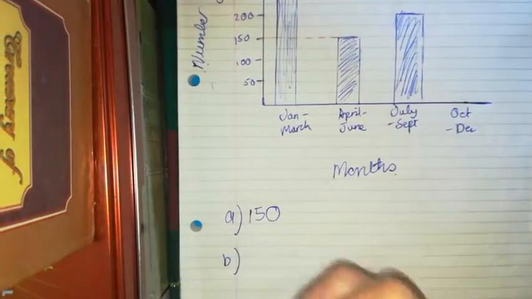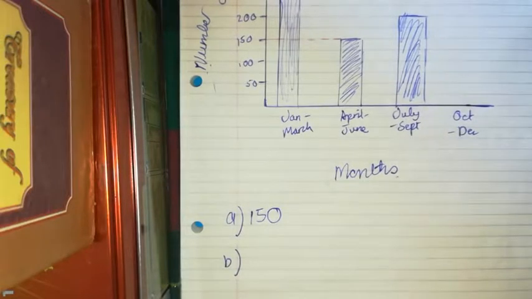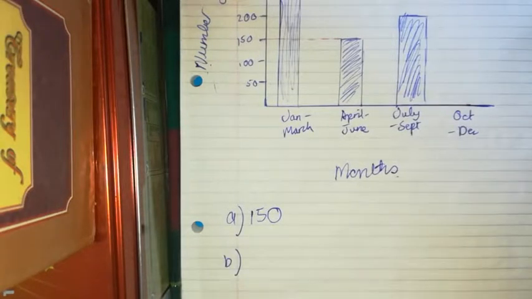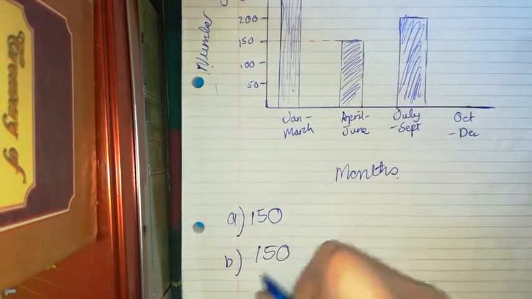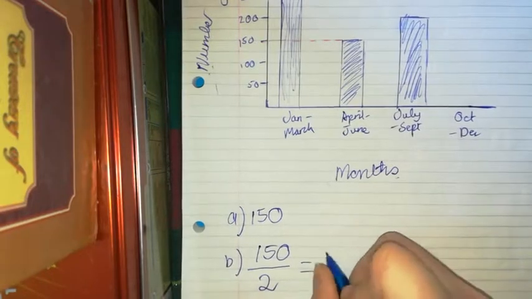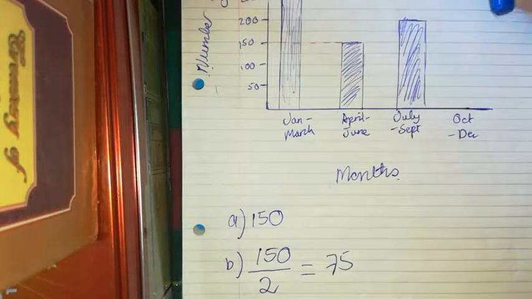Next, part B, in the months October to December, there were exactly half as many new cars sold as they were in April to June. So in April to June, we had 150 new cars, and in October to December, there was exactly half. So I can divide 150 by 2, and then I will get 75. So that will be the amount of new cars sold in October to December.